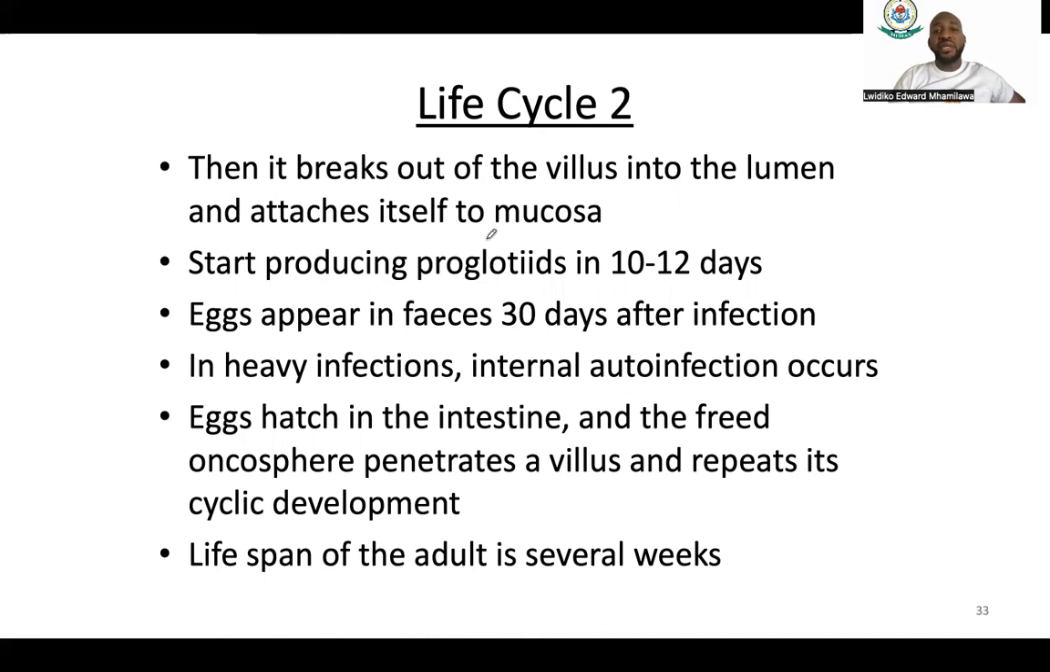Then the cysticercoid breaks out of the villus into the lumen and attaches itself to the mucosa. And then it starts to produce proglottids within 12 days. Eggs appear again in feces 30 days after infection. Heavy infections and internal infections can occur. So after the eggs are produced, they could be immediately infectious, and then they can hatch and free the oncosphere, and then bam, it goes on and on again, right? So the lifespan of the adult is just a couple of weeks.